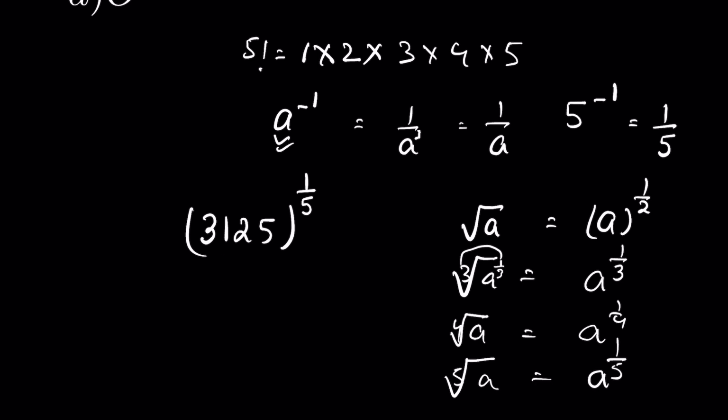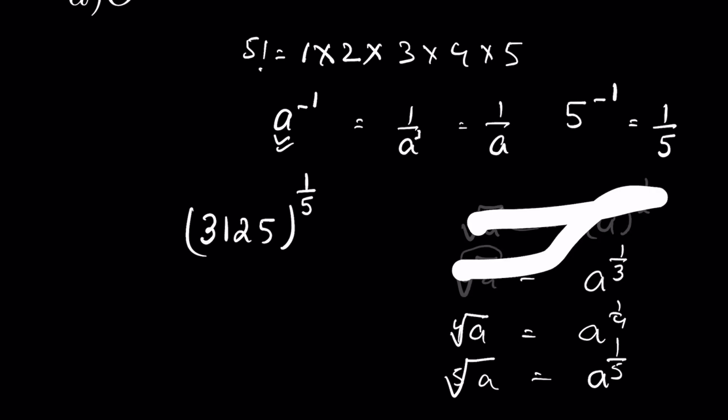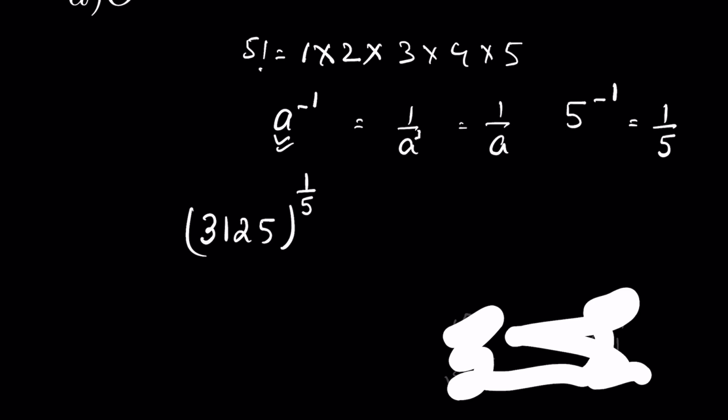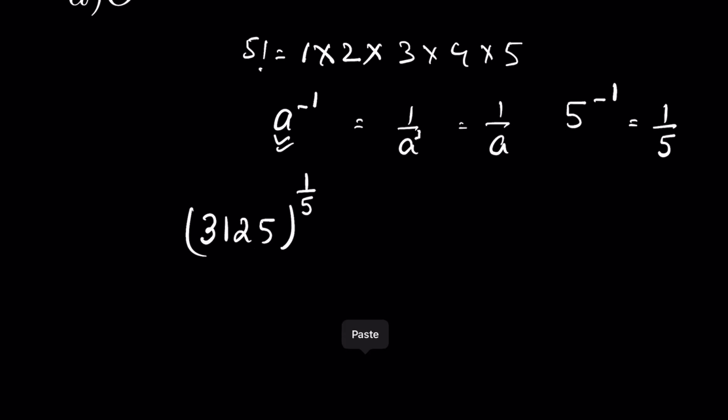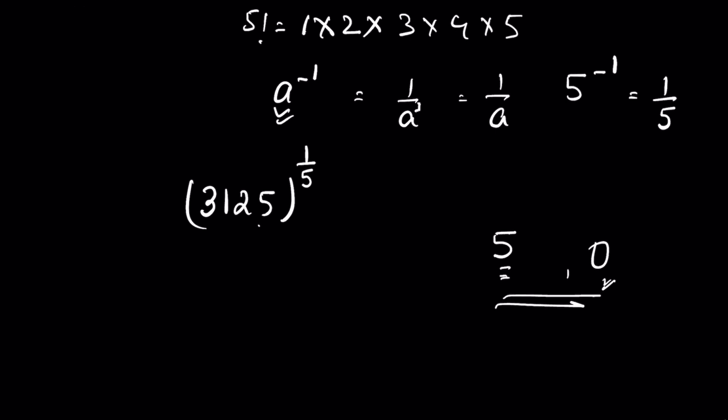Now 3125, can we factorize it? Whenever there is 5 or 0 at the end of a number, that means that number is divisible by 5. So this is the rule of divisibility by 5. Number with ending 5 or 0 at the units place, that number is divisible by 5. So 3125, there is 5 at the end. That means this is divisible by 5. So we can start dividing it by 5. This is not divisible by 2, because at the units place we have an odd number. For divisibility by 2, we need even number at the units place.